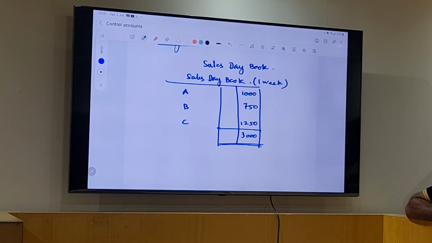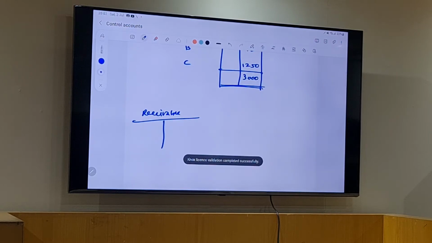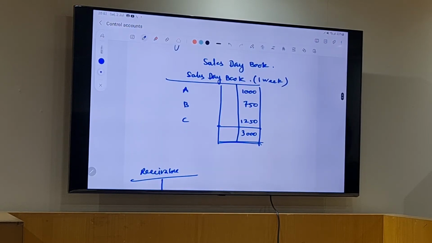Whereas personal ledger is actually mainly 2, receivable ledger and payable ledger. When you talk about receivable ledger, it is not part of the double entry. It is to keep track of the individual customer's record. So let's say I have 3 customers in this business. I will have one nominal ledger, receivable account, and I will have 3 personal ledgers, which are A, B and C.